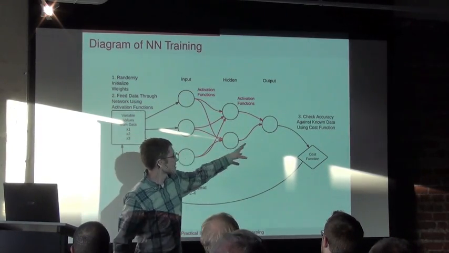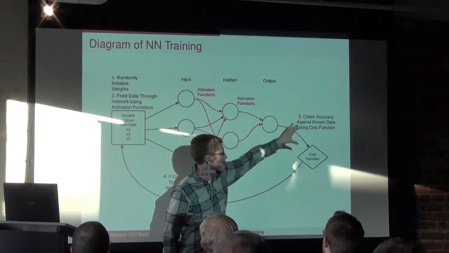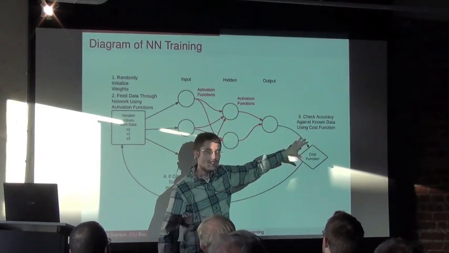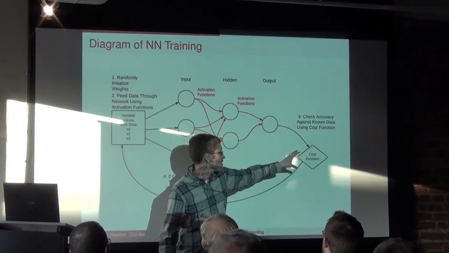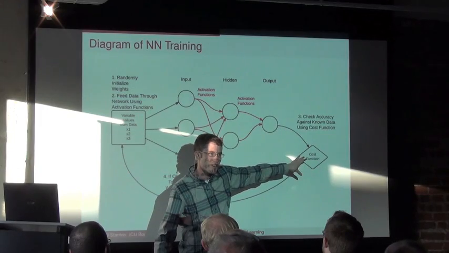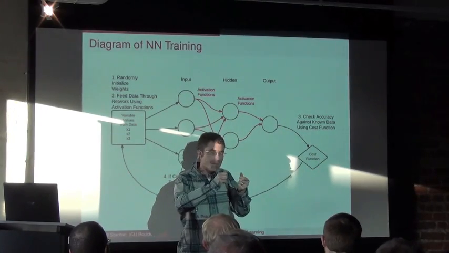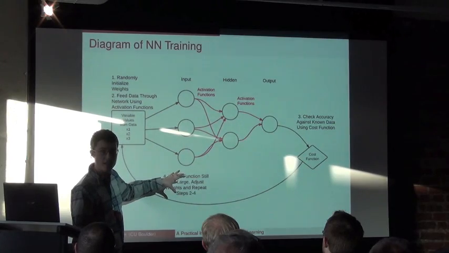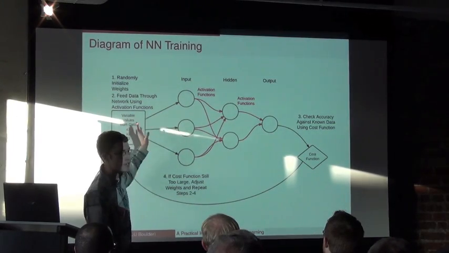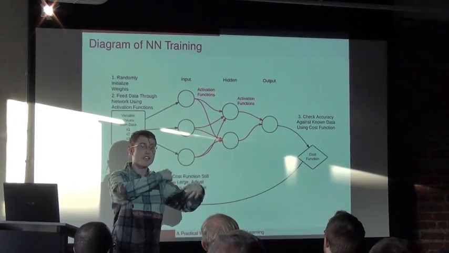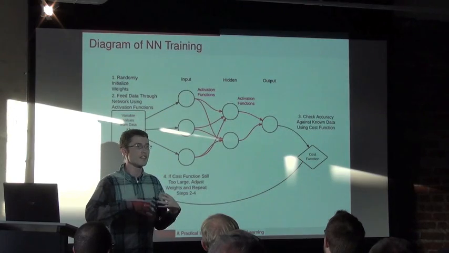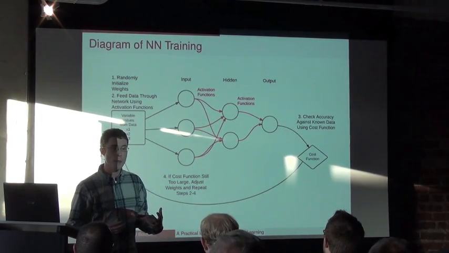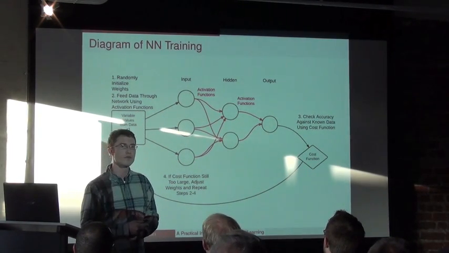Okay, so once you've outputted, then you check the accuracy against your cost function, and then you do this so-called gradient descent method, right? You say, is the cost function small enough, or is it close enough to a minimum? And then if it's not, then you adjust the weights in a clever way, plug it back in, and redo the process. So it's kind of an iterative process, and each time, you should be getting closer to a good neural network. So how do you know when you're converging, and how do you know when you're diverging?